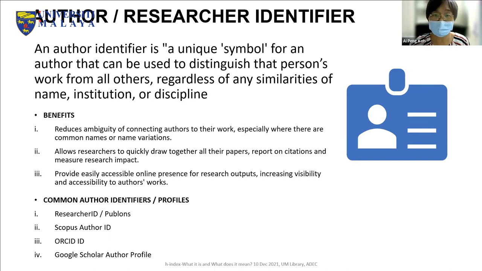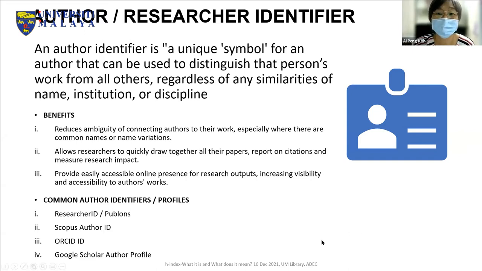ID. So this ORCID ID is going to differentiate you and make you a unique identifier to differentiate you from the rest. Okay, so ORCID ID is equally important, if not more important. And the fourth one is Google Scholar author profile. Today, I'm only going to focus on Researcher ID and Scopus ID. Okay, if I have time, I will go for it later on.